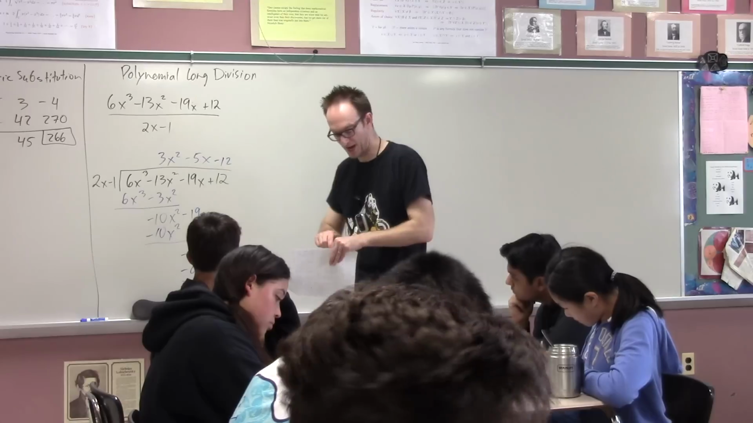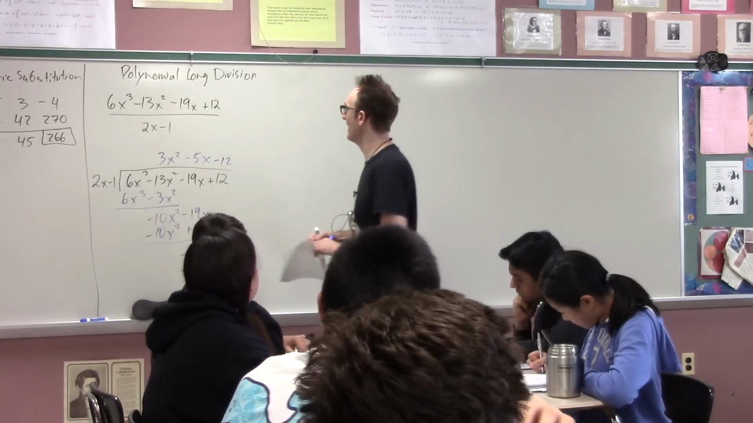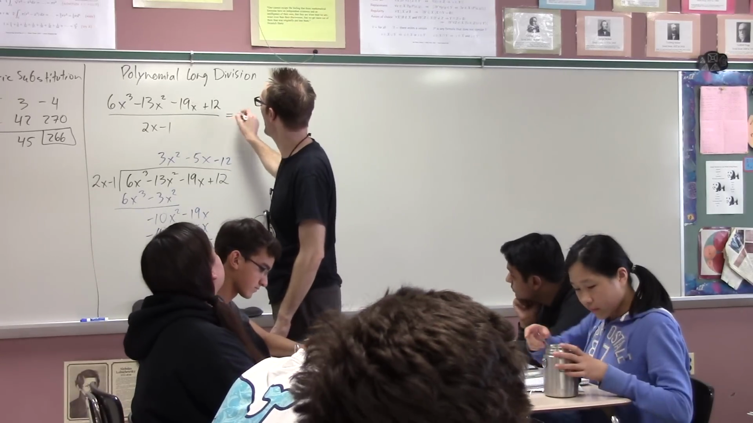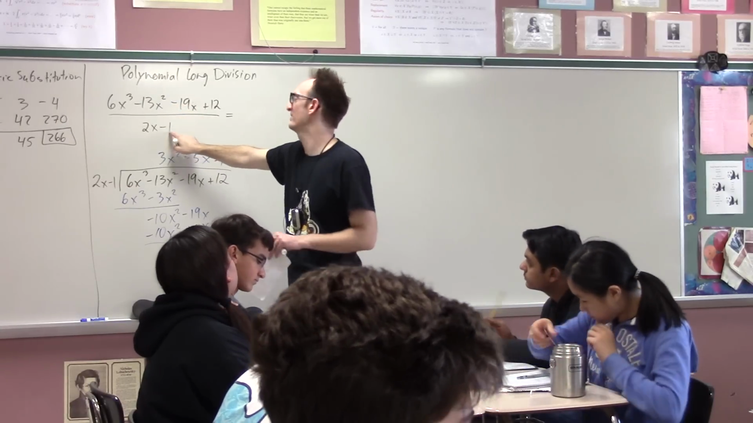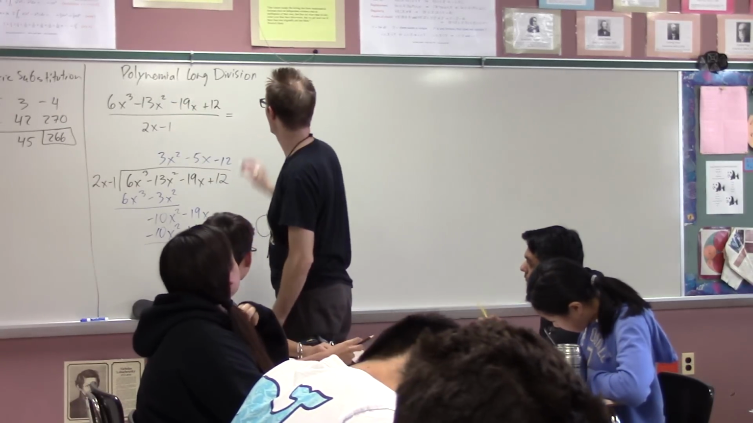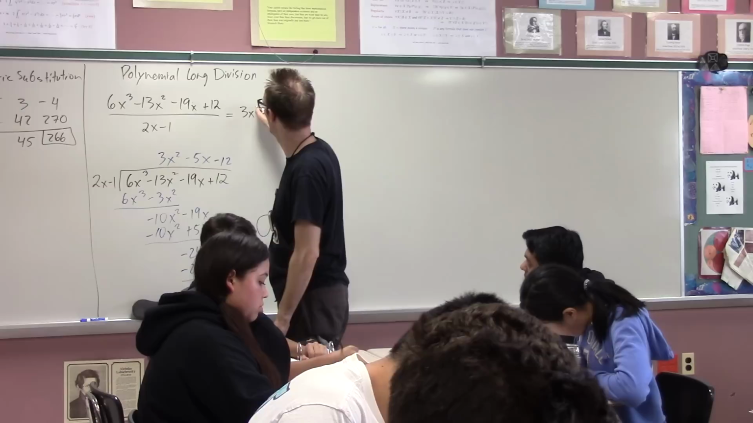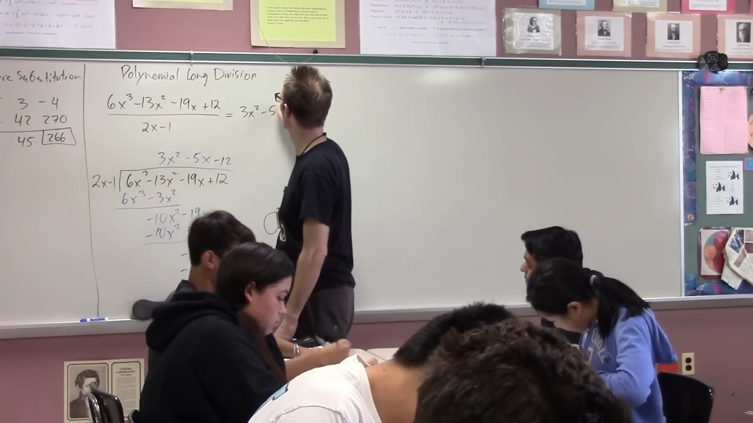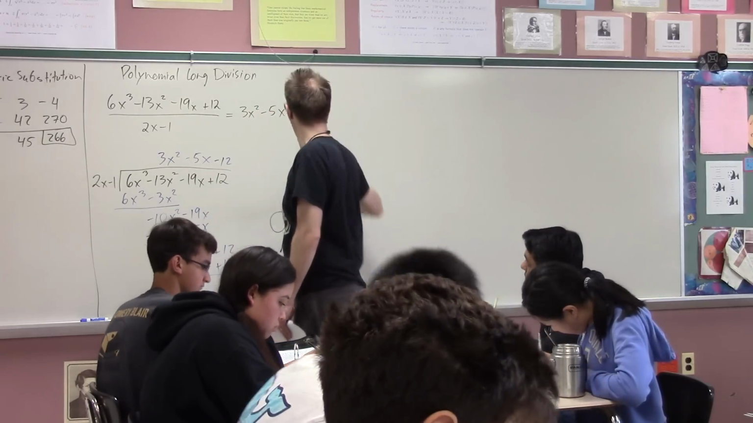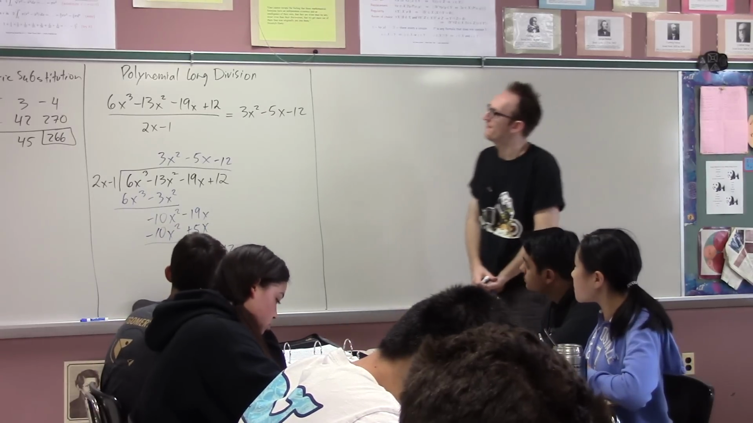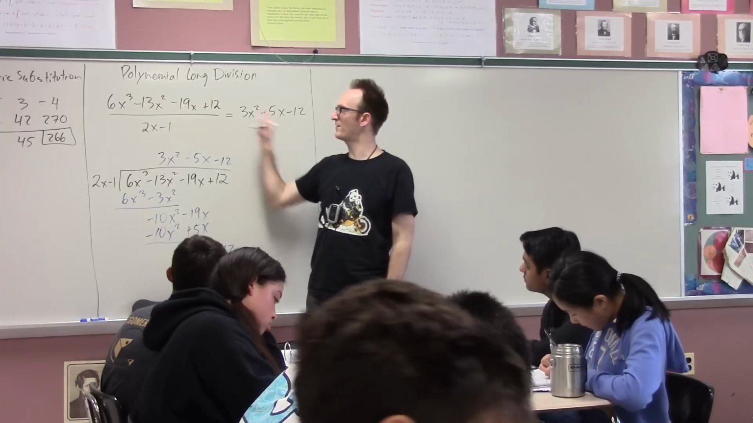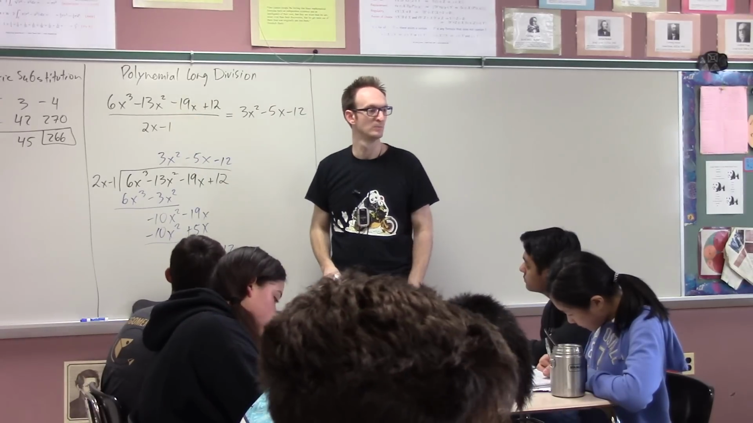Alright, so I am prepared, therefore, to say that when you divide this cubic by this linear function, you just get the quadratic expression 3x squared minus 5x minus 12. And you can check that this works by just multiplying these two together, and you should get that. Alright, cool? Cool. Okay, let's do another one.